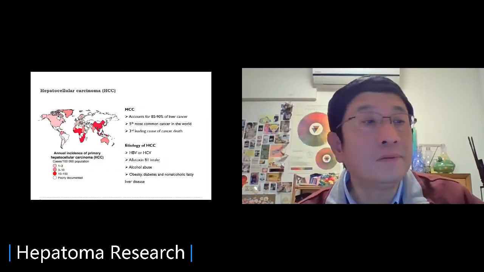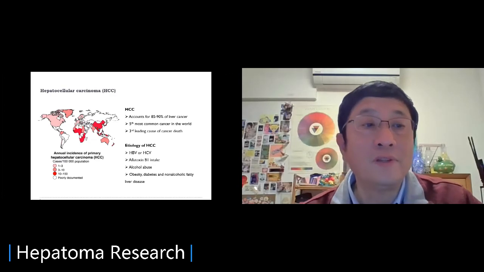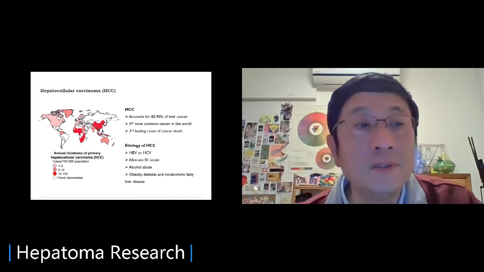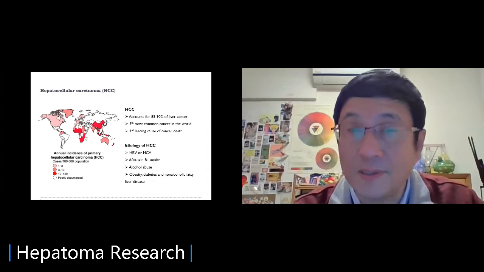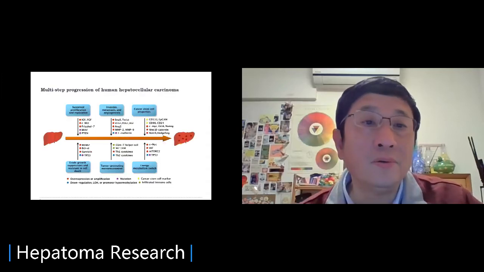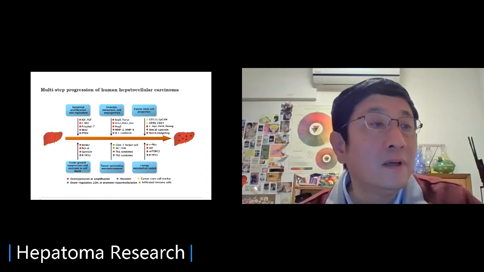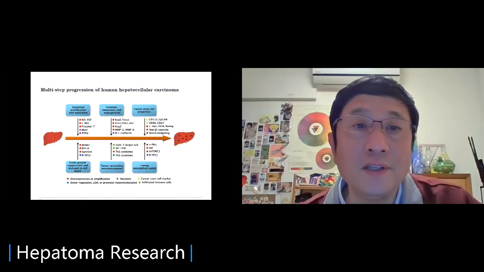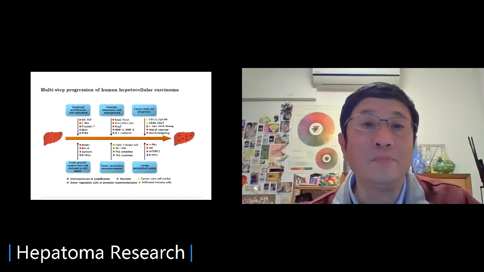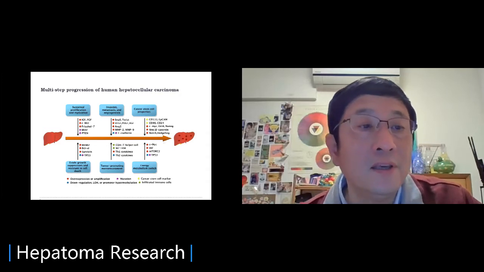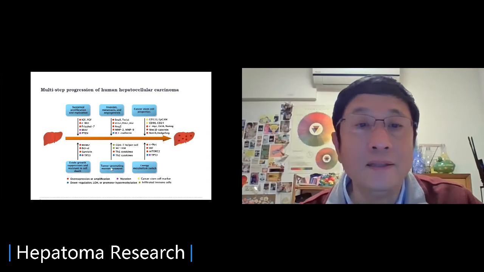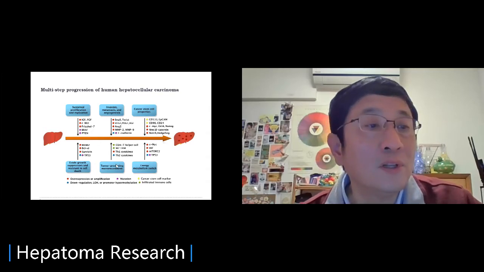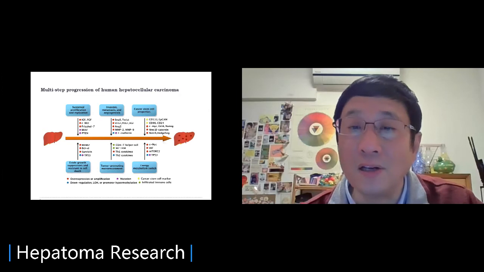As we know, HCC is one of the most common cancers in the world, with extremely poor prognosis. It is also believed that the development of HCC is a multi-step process involving many cancer-related genes, including a lot of oncogenes.